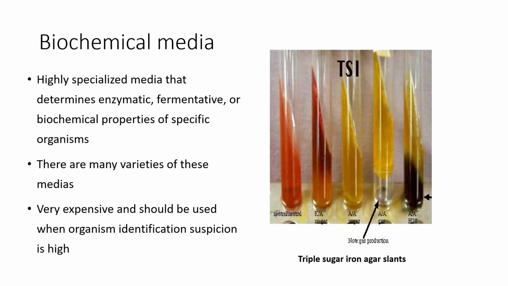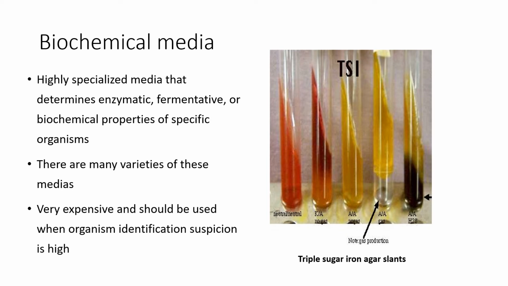Biochemical media is used to determine fermentative or metabolic processes, such as gas production and also hydrogen sulfide production. These are highly specialized media that determine enzymatic, fermentative, or biochemical properties of a specific organism. There are tons of varieties of these types of biochemical media. The ones on the right in this image are triple sugar iron agar slants, and they basically show which sugars our organism will ferment and which ones they will not ferment, and then it also shows gas production and hydrogen sulfide production.